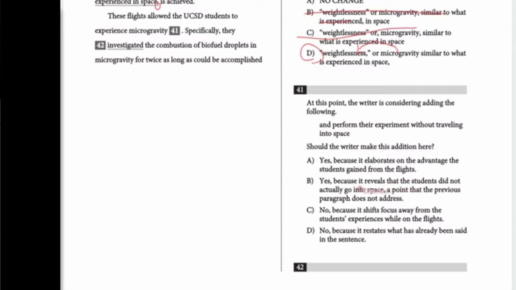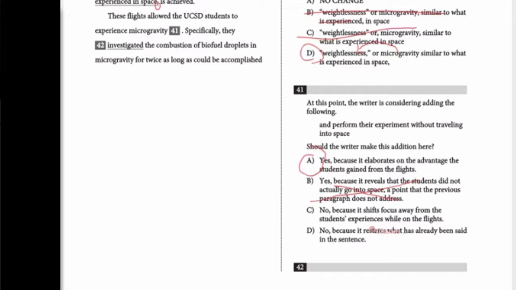Yes, because it reveals the students did not actually go into space, a point that the previous paragraph does not address. Well, just because it wasn't addressed in the previous paragraph, that might be a reason to exclude it. Yes, because it elaborates on the advantage the students gained from the flights, right? That they didn't have to go into space. So it's the tricky opposite answer, potentially. No, because it's just focused away from the students' experiences while on the flights. No, because it restates what has already been said in the sentence. They always say that as the opposite answer.